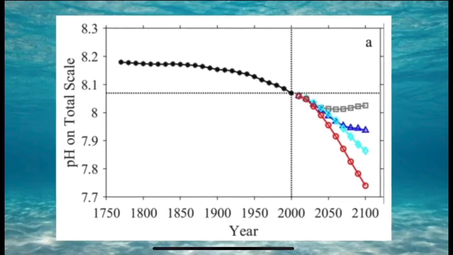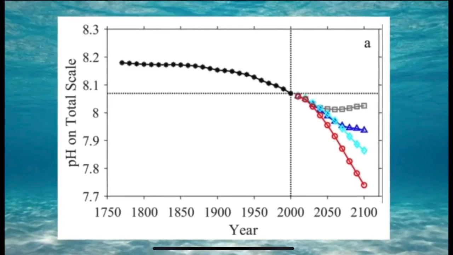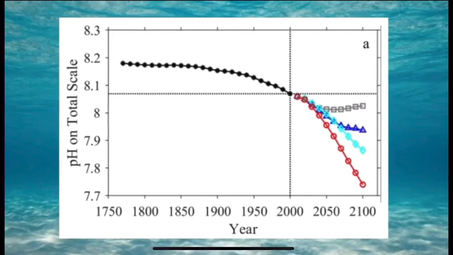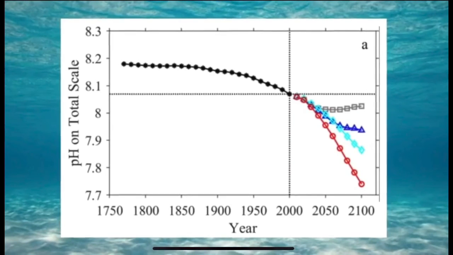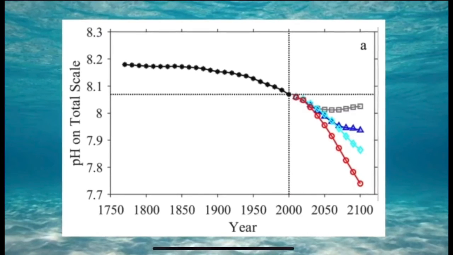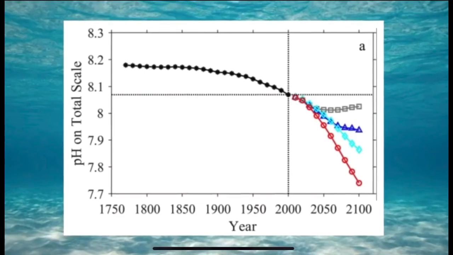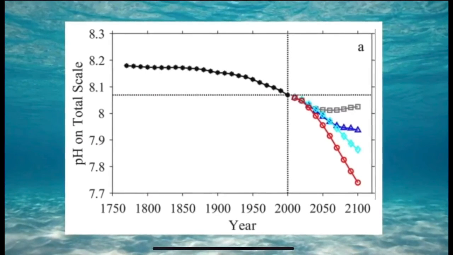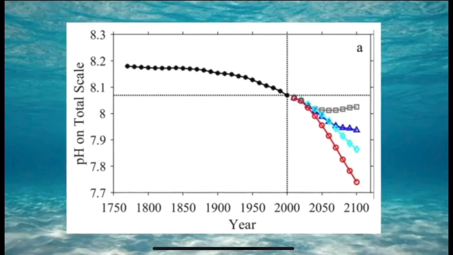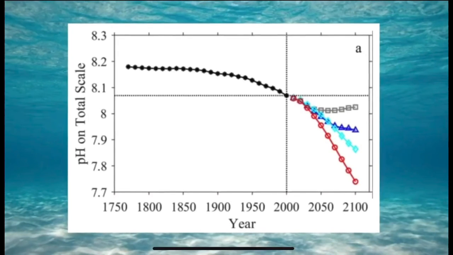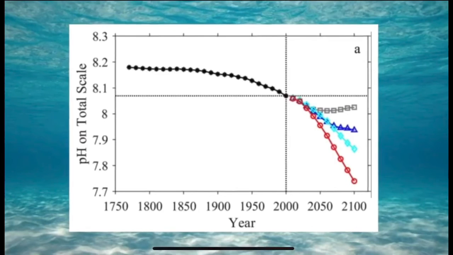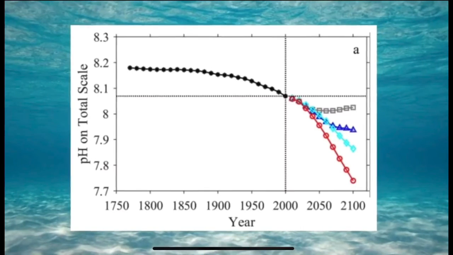This red line shows what will happen if we continue at our current level of carbon emissions. The pH of the oceans will decline very quickly and keep declining far into the future. But the different models shown here are based on different amounts of carbon emissions. If we reduce our emissions by a little bit, we get the blue lines in the middle, so the pH will still decrease, but not quite as quickly.